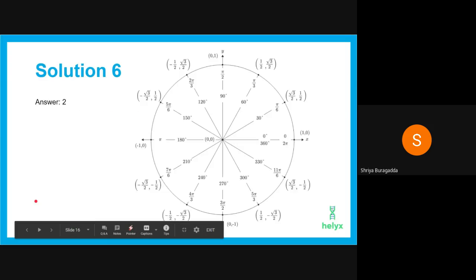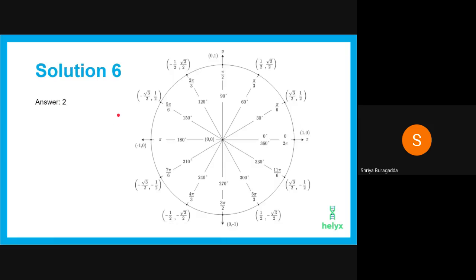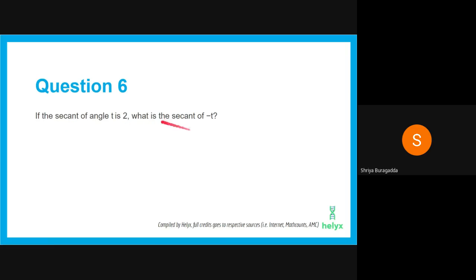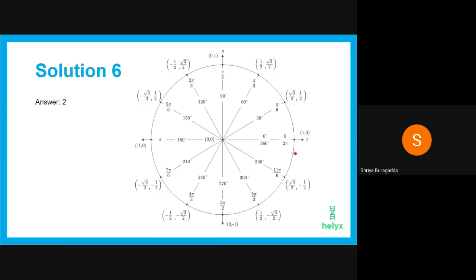Okay, so the answer for this question is 2. So it's asking for the secant of the negative version of the angle. Secant is 1 over cosine. So in this case, that would be 60 degrees, because 1 over the cosine of 1/2, like 1 over 1/2 is 2, so we know that it's referring to 60 degrees.